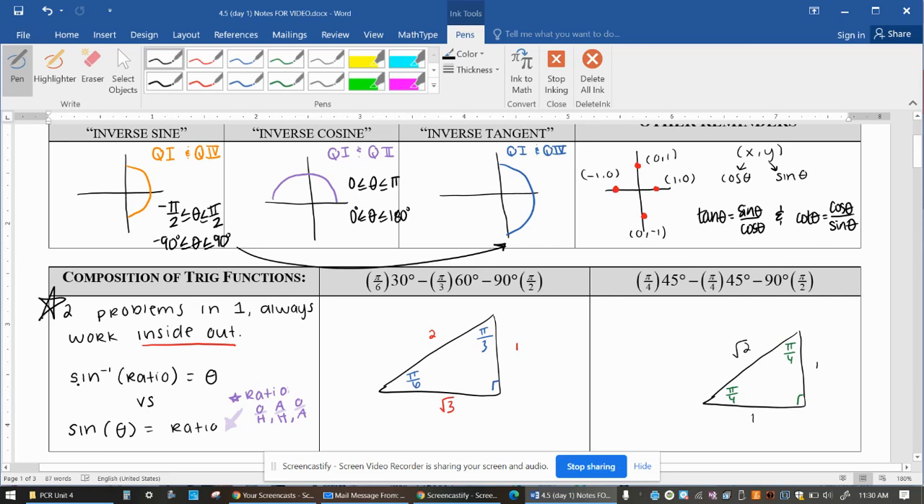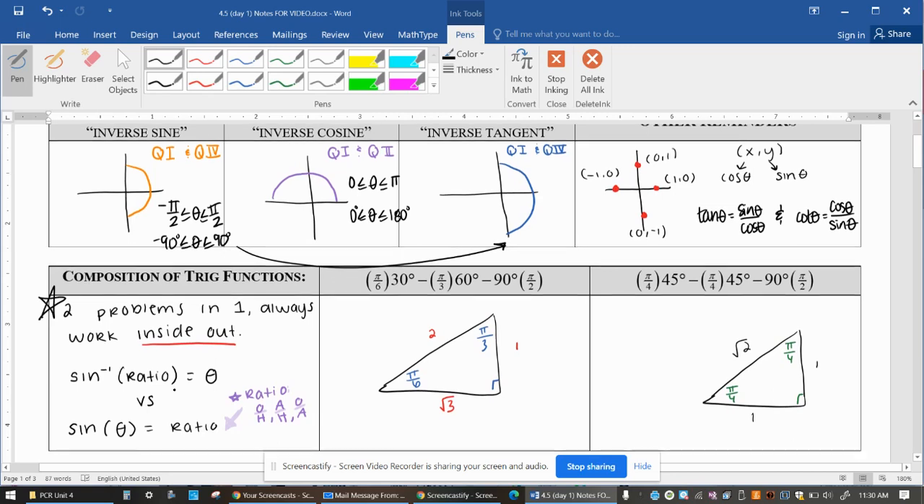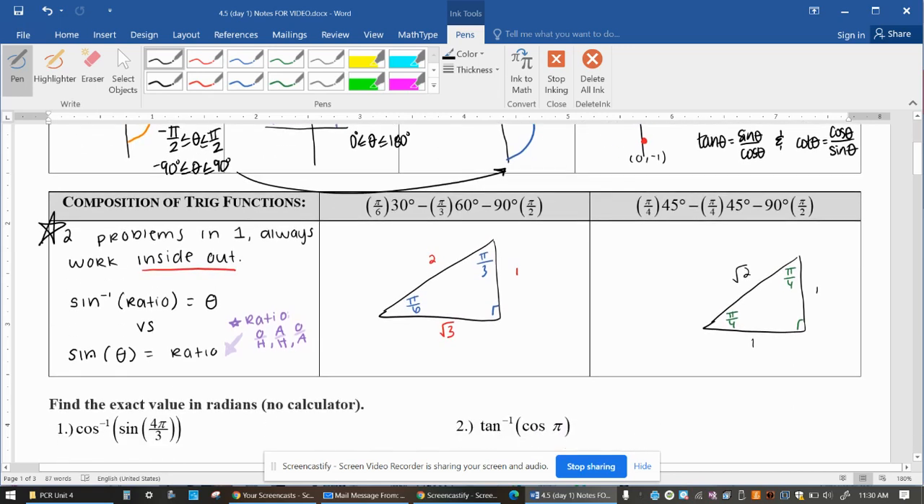So you'll see something like sine inverse of a ratio, and then your job is to find the angle. Vice versa, if you are given an angle, then you're going to be asked to find the ratio. So if they're asking you for the sine of pi over 4, right? Then you're going to be asked for the ratio. That would be opposite over hypotenuse. And again, the trig function can vary. It could be sine, cosine, tangent, their inverses, or even their reciprocals. But again, when you're given a ratio, your job is to find the angle. And when you're given an angle, your job is to find the ratio.